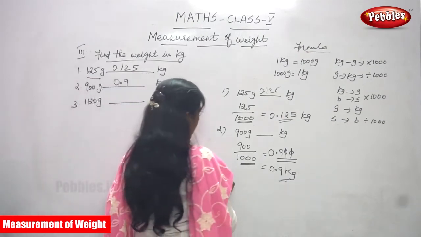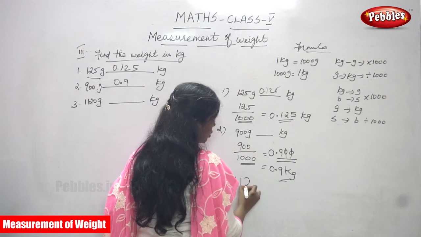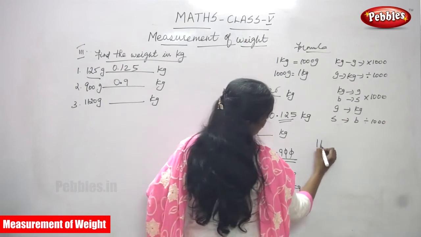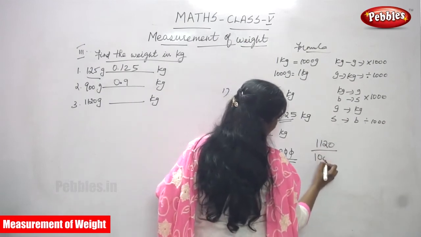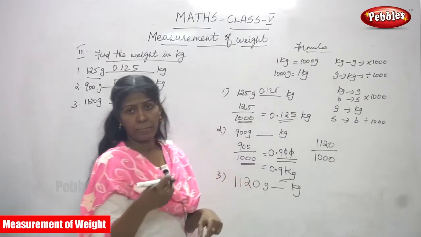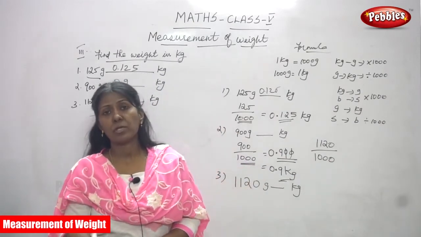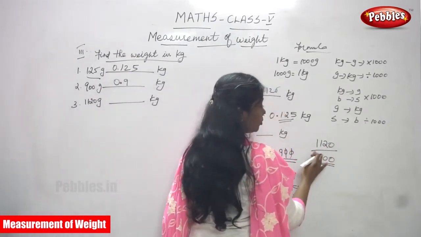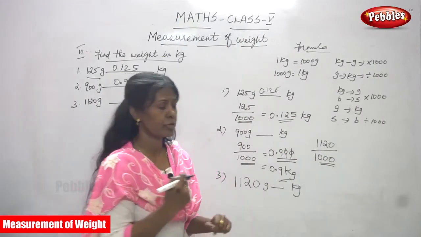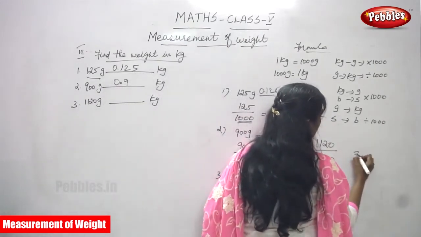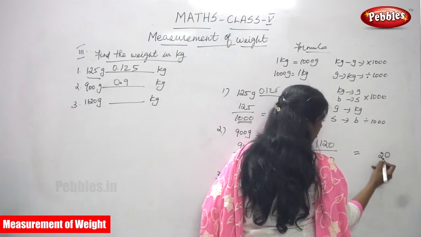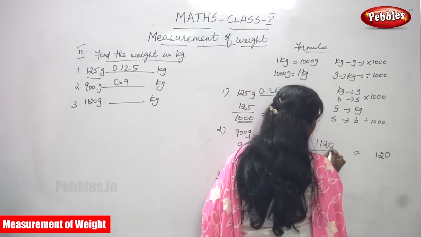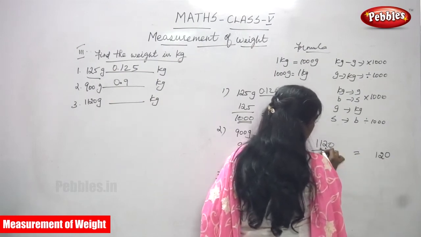Then after that, the third sum: 1120 gram, convert into kilogram. So what I am going to do, 1120 divided by 1000. Why should I divide by 1000? Because I've told you 1000 gram is equal to 1 kilogram. In 1000, how many zeros? 3 zeros. So you have to move 3 decimal places to the left. 1, 2, 3 decimal places, 1, 2, 3. So 3 decimal places to the left.